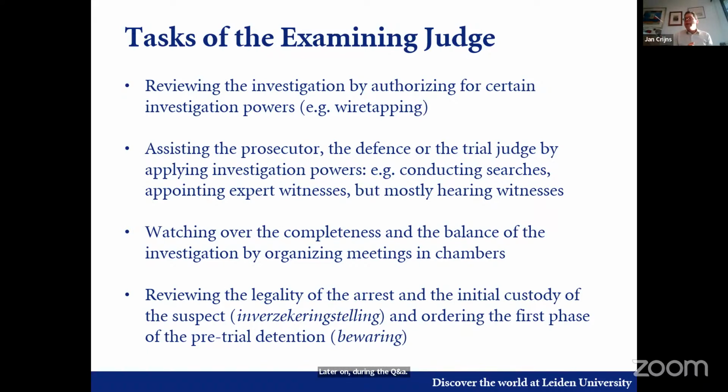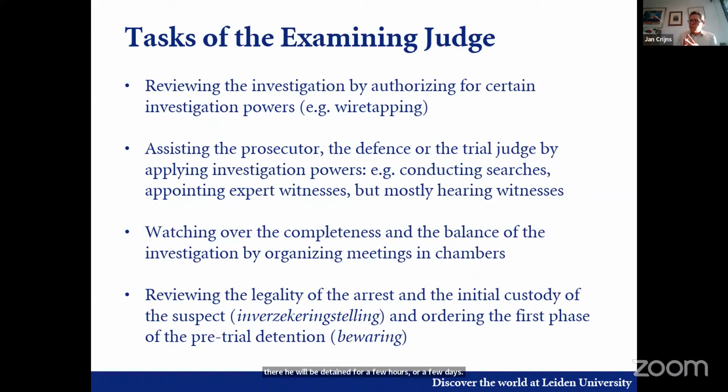Because as you see on this slide, another task of the examining judge is to review the legality of the arrest and the initial custody of the suspect. When the suspect is arrested, he is arrested by the police, sometimes upon an order of the public prosecutor, and then he will go to the police station, and there he will be detained for a few hours or a few days.